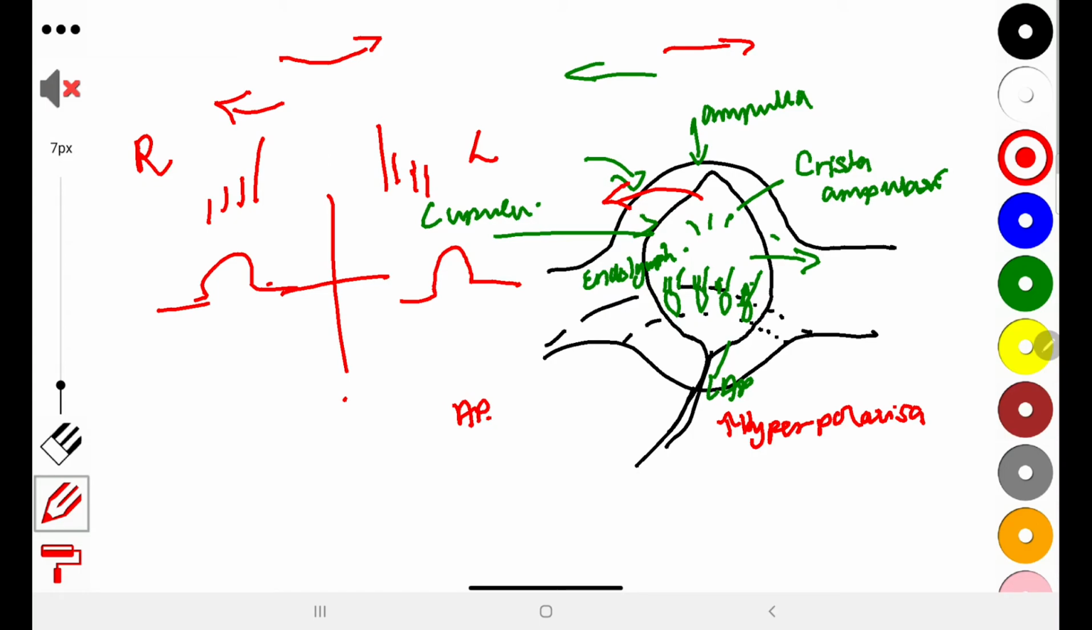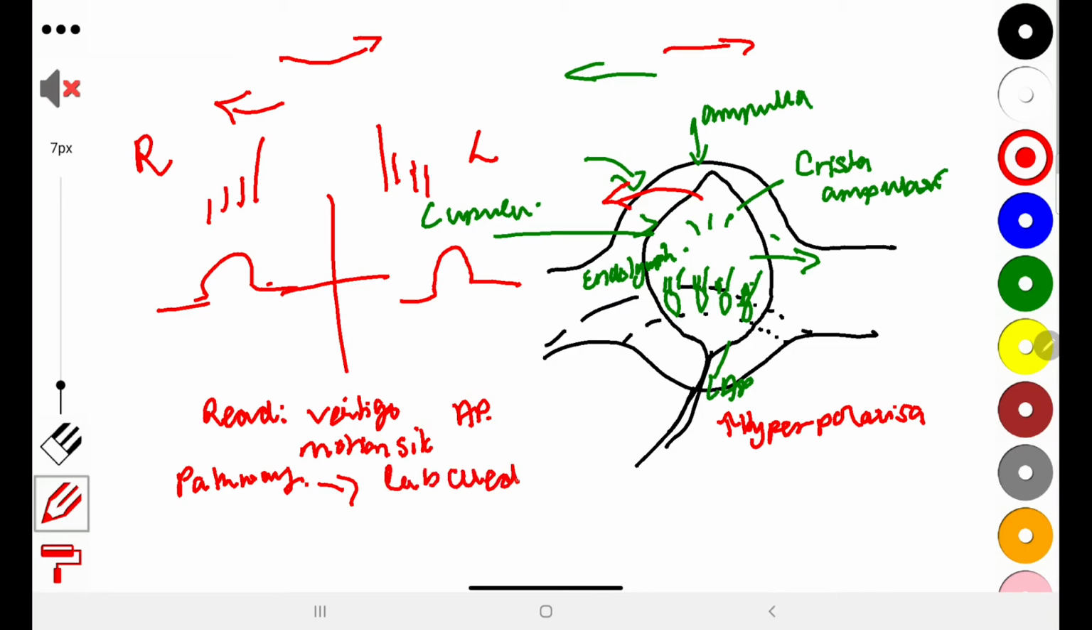All right. Read up as well on the notes that I've given you on vertigo, Meniere disease, as well as motion sickness. The central pathway has also been labeled in your notes for you, so go through them.